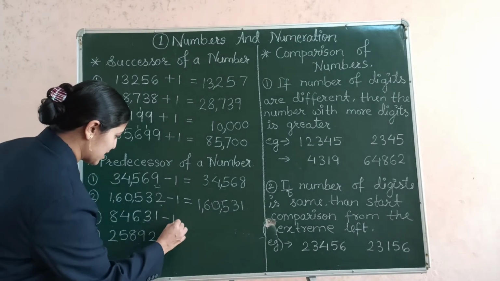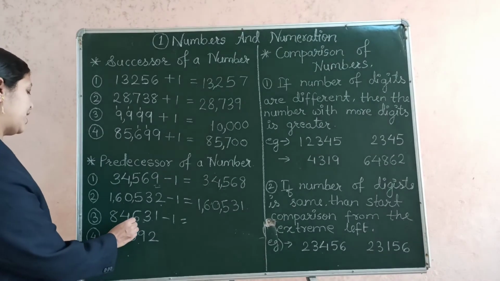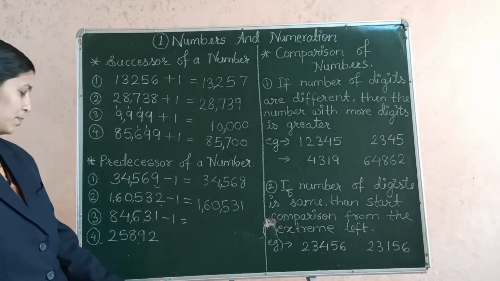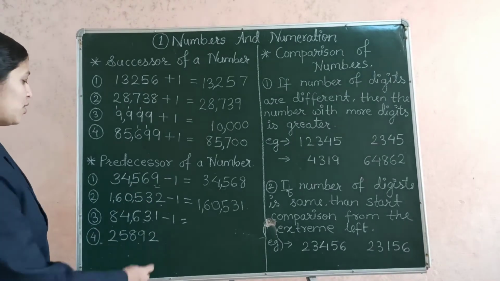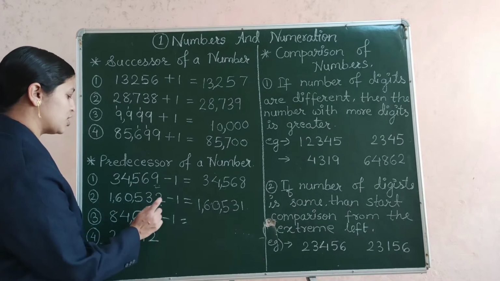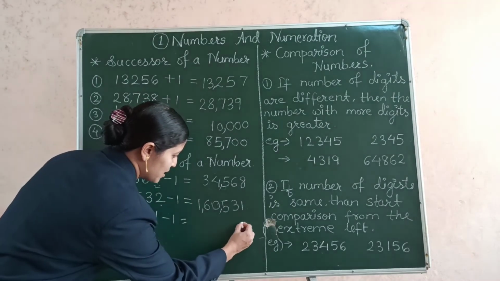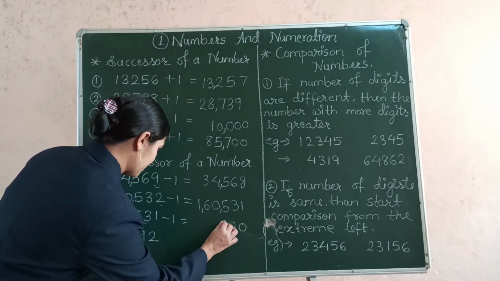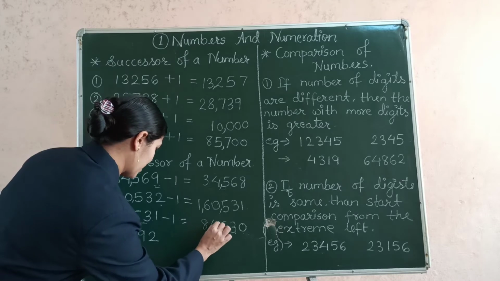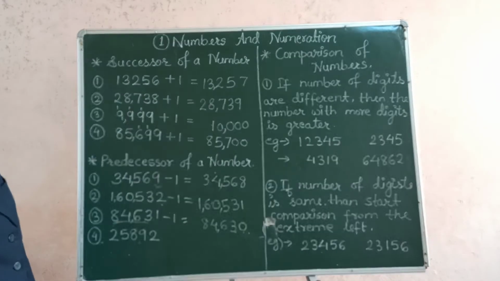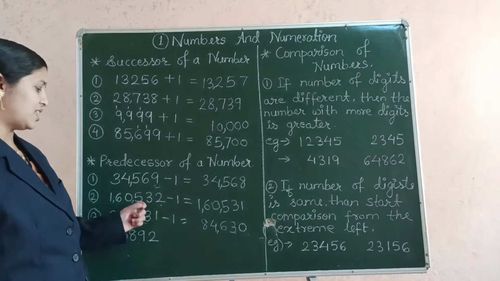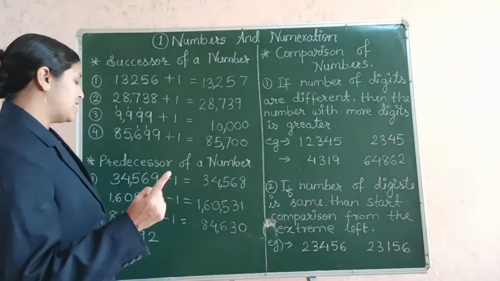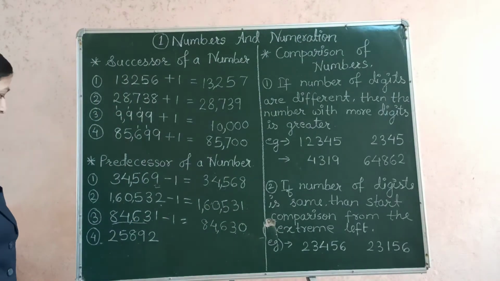So also the next number we will see. The number given is 84,631. And to find out the predecessor, we have to subtract 1. Now 1 is subtracted from this 1 which is in the ones place. So 1 minus 1 becomes 0. And the rest of the digits will be written as it is. So 3, 6, 4 and 8. So the predecessor of the number 84,631 becomes 84,630. 1 is subtracted from it and we get the predecessor.